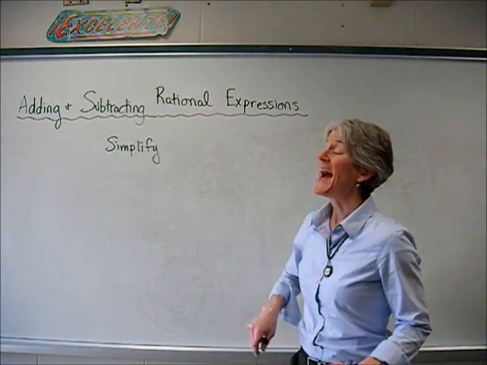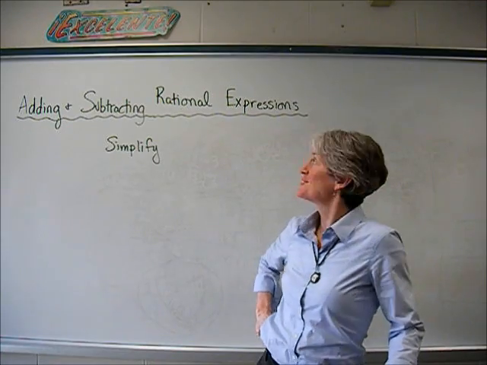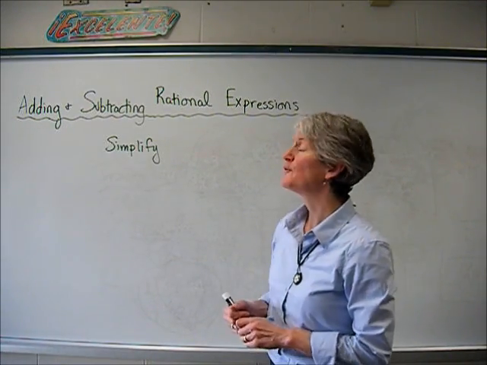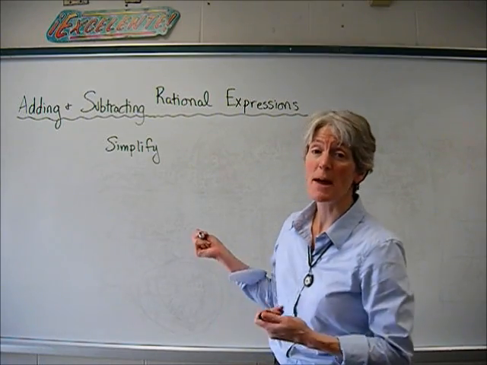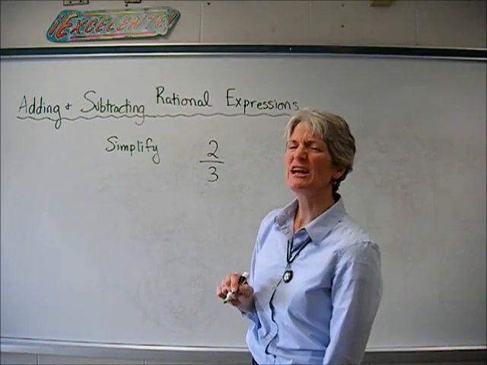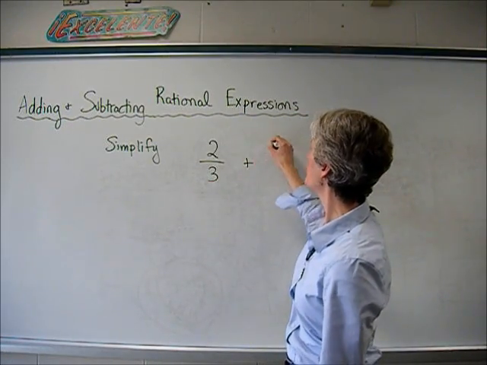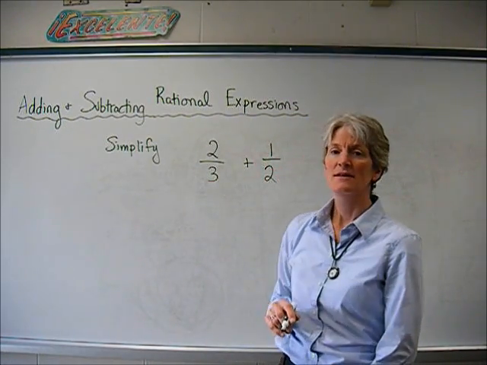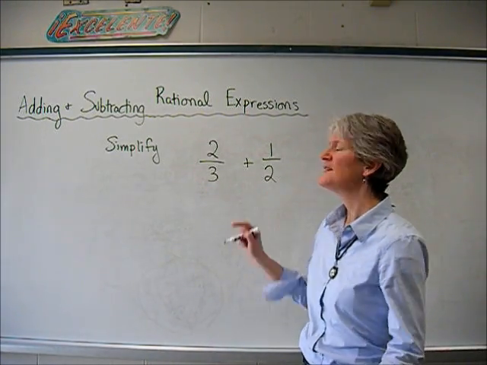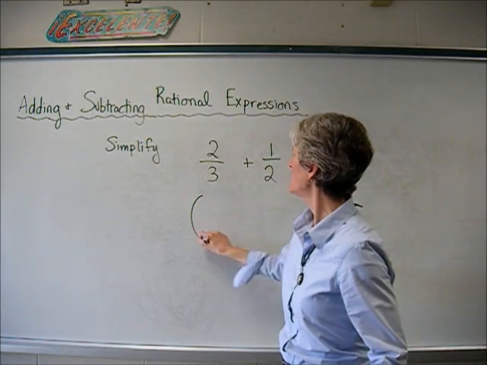So now we're going to be adding and subtracting rational expressions. Let's just start with a nice straightforward fraction so we can remember how we do this. If I'm adding 2/3, let's say, plus 1/2, I cannot add those as is because those are two different size pieces, right?